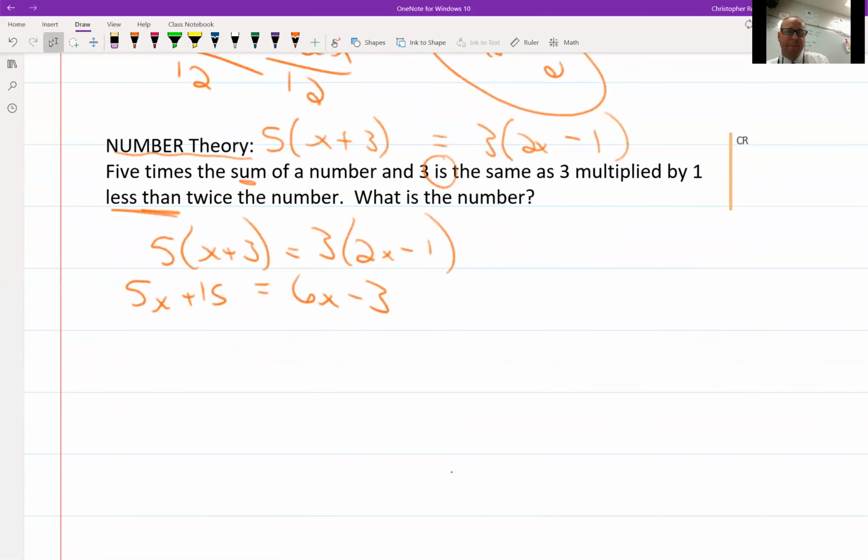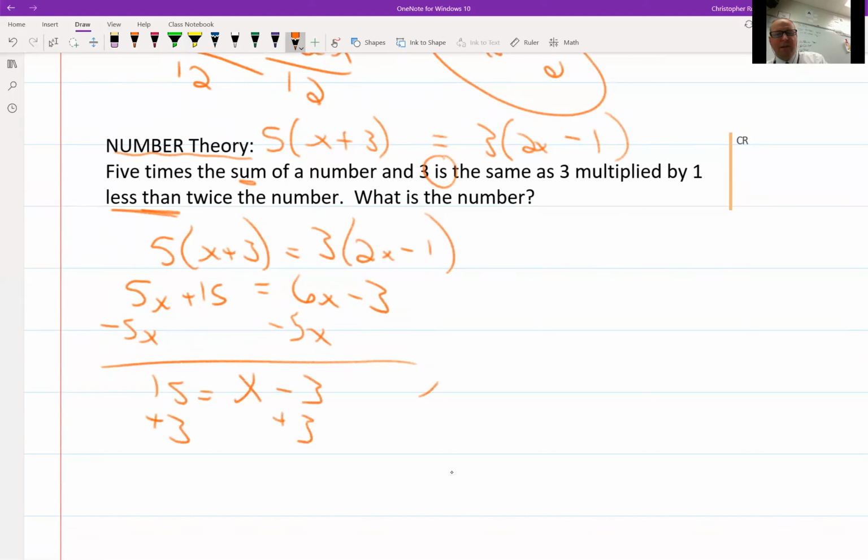Which way do you want to go? Do we want to move 6x and make it -1, or move 5x and make it +1? All right, positive. Let's do this. Minus 5x, minus 5x. 15 equals x, or 1x minus 3. Add that 3. X is 18. Pretty good, pretty good. Right, so that's how we use it in our number theory.